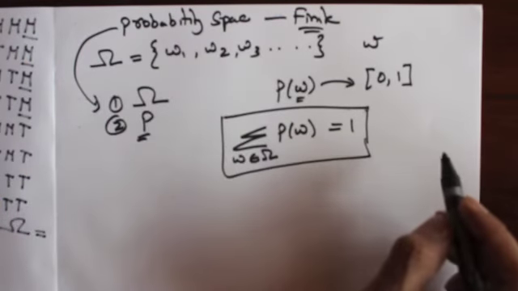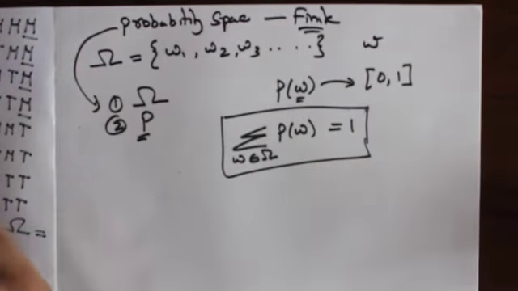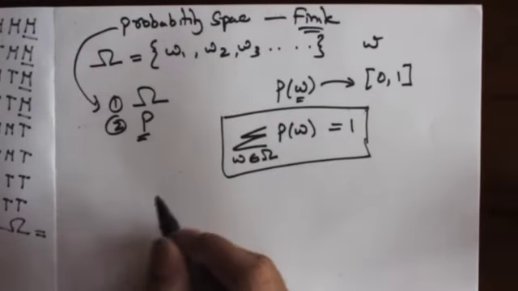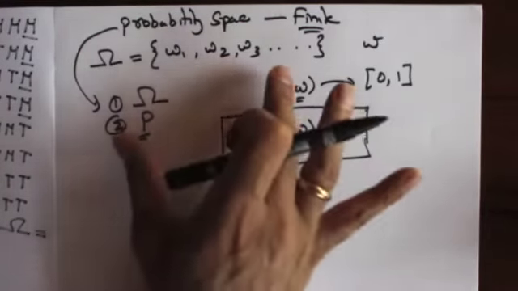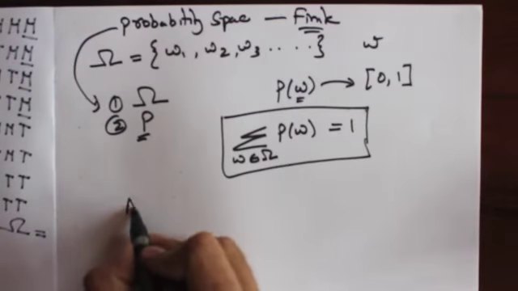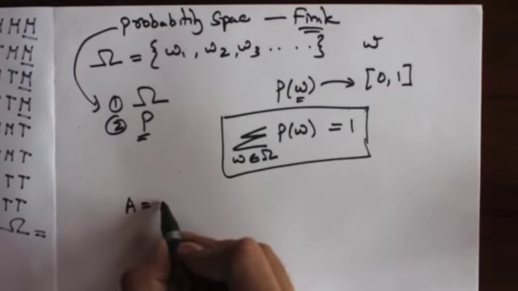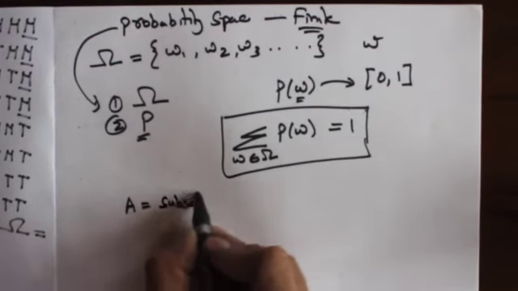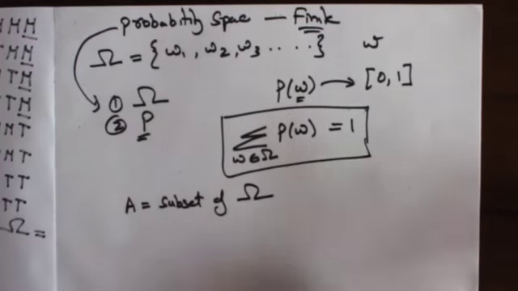Now, many a time we would also like to calculate the probability of a subset of our sample space. Subsets we can denote by A, basically any subset of our sample space.